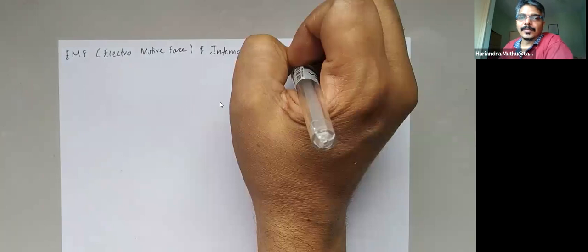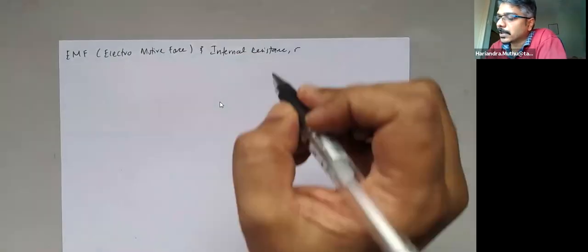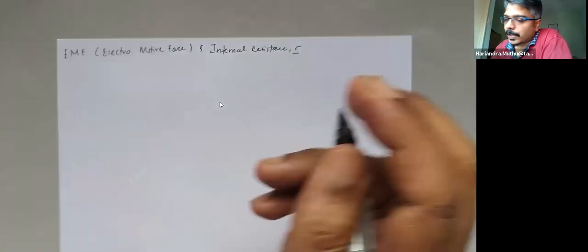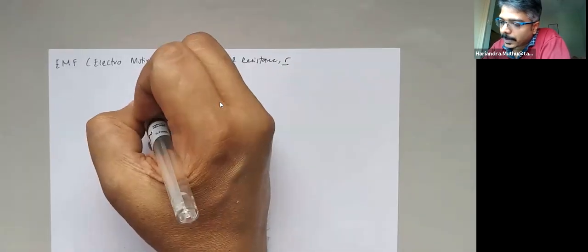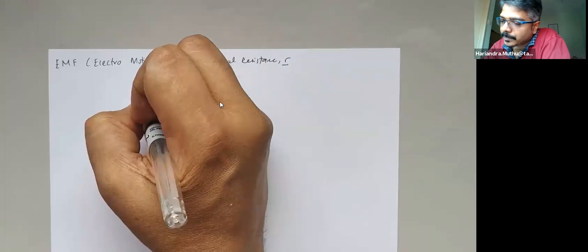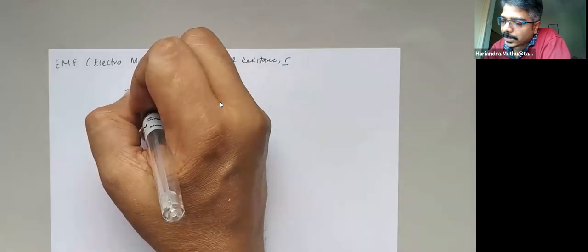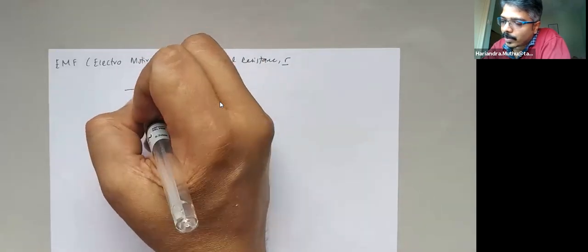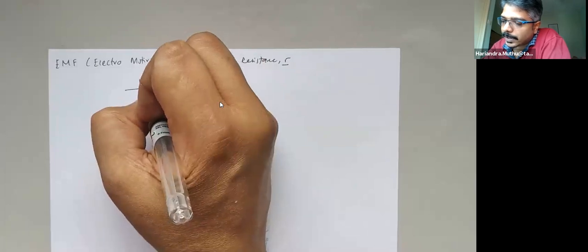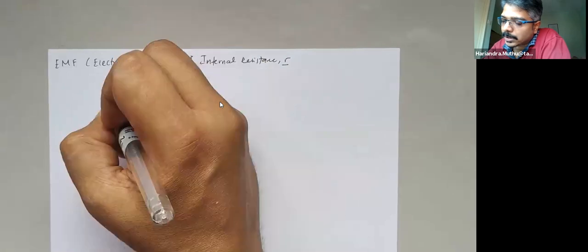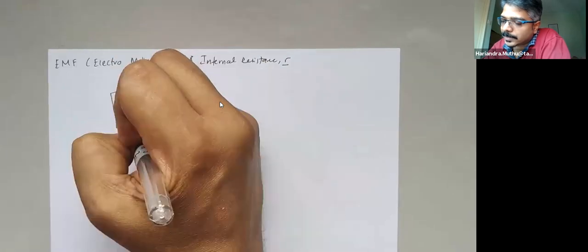Internal resistance is denoted by the symbol small r. So let's say you're given a circuit. This is a battery which has an EMF of E, and an internal resistance of r, and this is connected to an external resistance R.